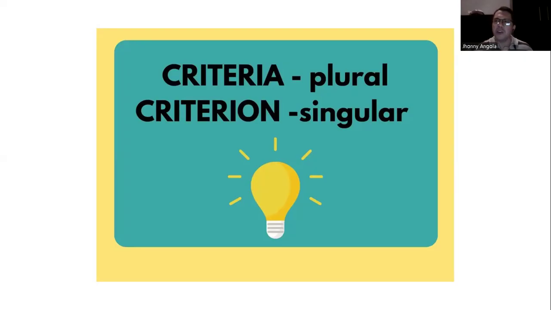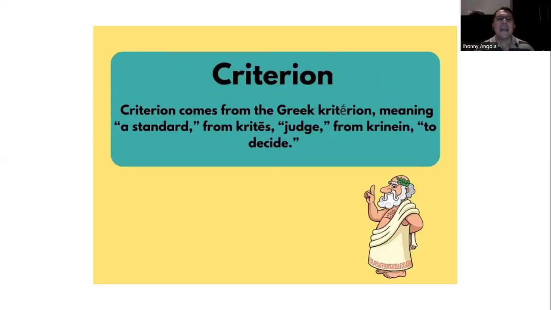Remember, criterion is the word used in singular, but in plural it is criteria. We have some criteria. There is a criterion, for example. But what is a criterion? Criterion comes from Greek. This is criterion, meaning a standard, from krites, judge. This is the word in English. From krinein, to decide. This is the verb decide. This is to judge or decide about something that you observe, a common behavior or attitude in your students.